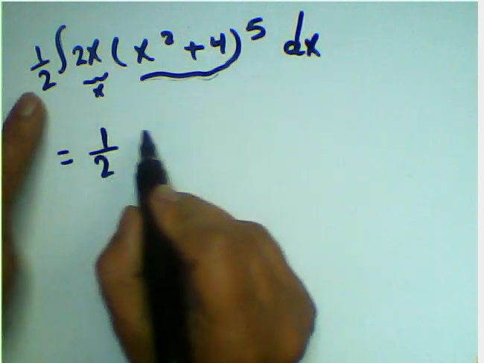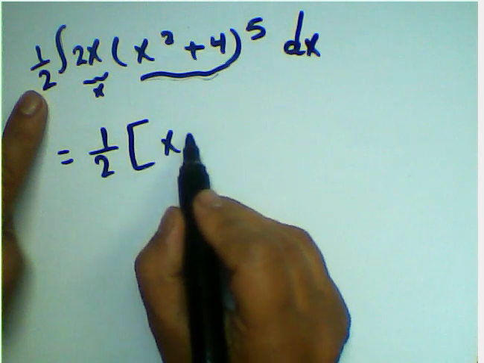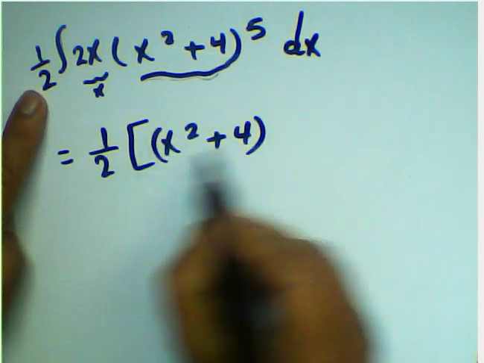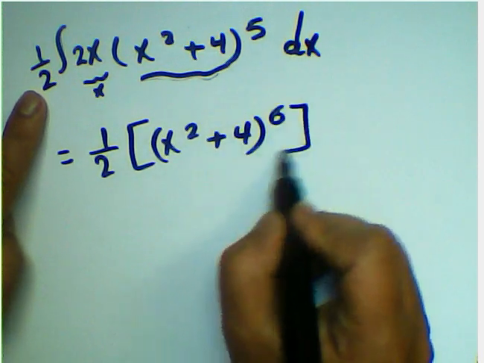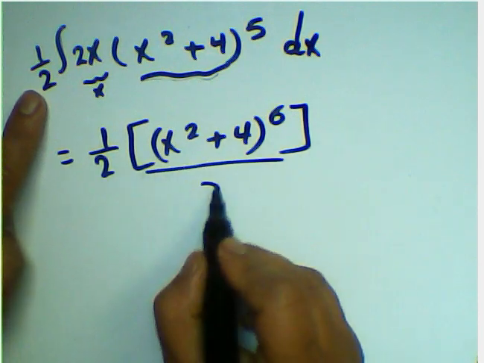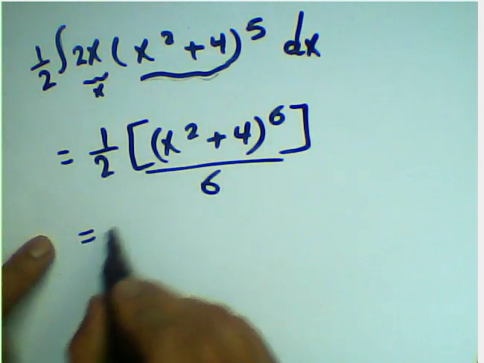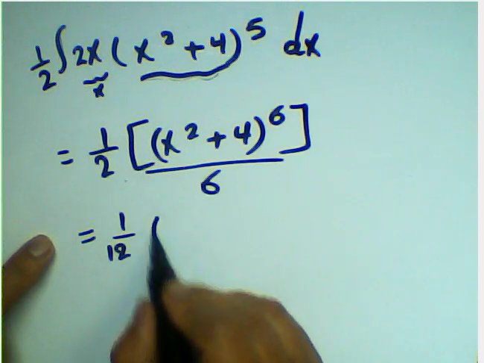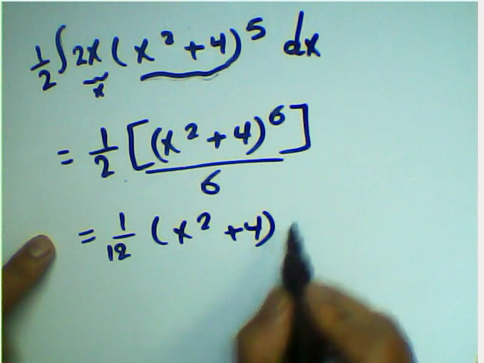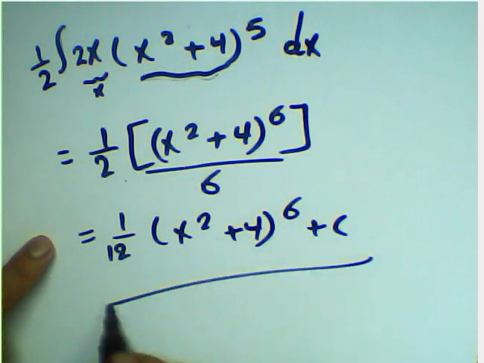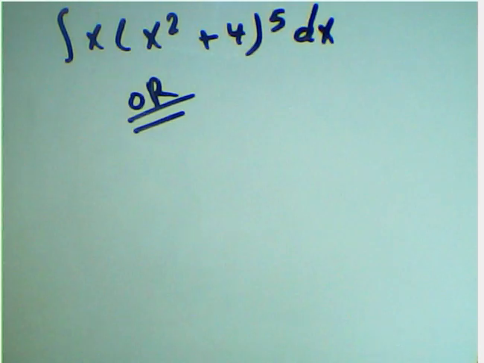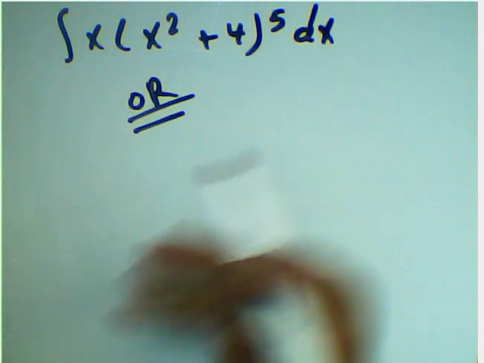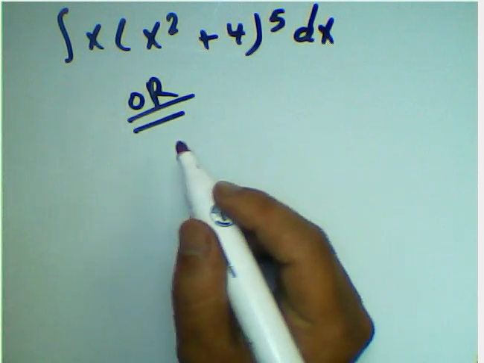It will be half outside here as a coefficient, and this function will be x power 2 plus 4. We must add 1 to the power, it will be 6, divided by the new power 6. The result will be 1 over 12, because 2 times 6 equals 12, multiplied by (x power 2 plus 4) all power 6 plus constant. Or we can solve this example by another method or another solution.